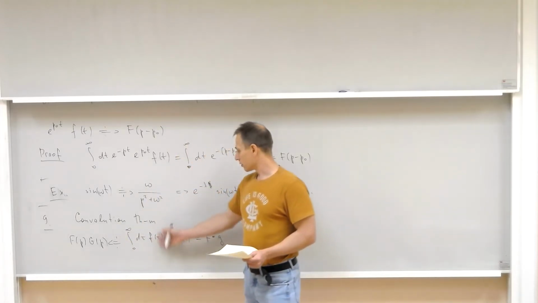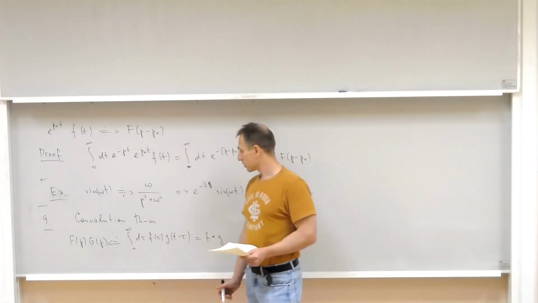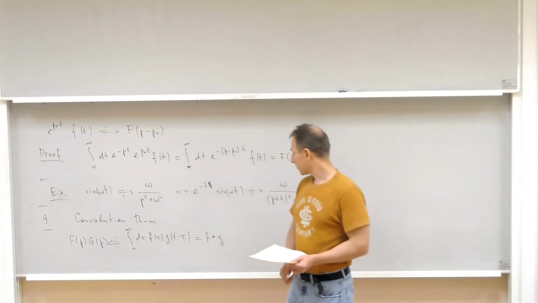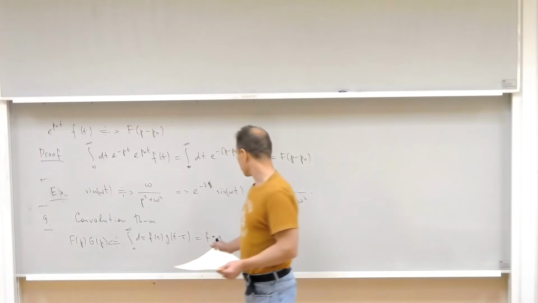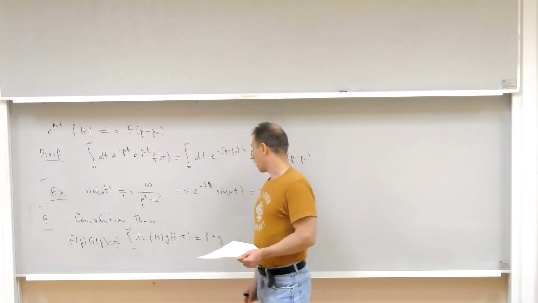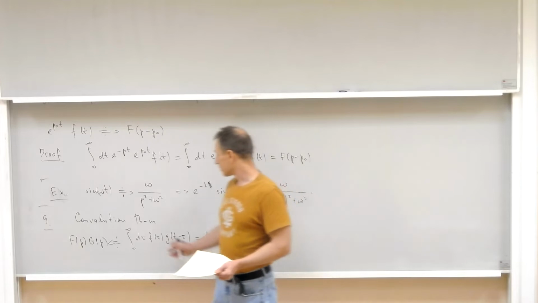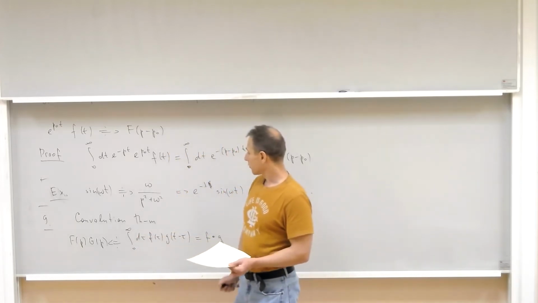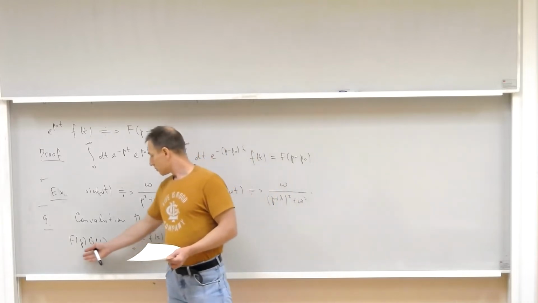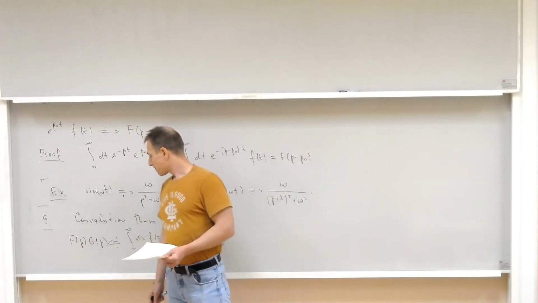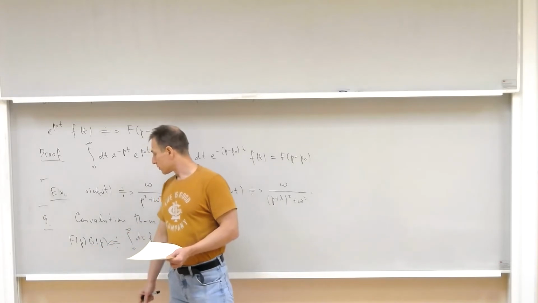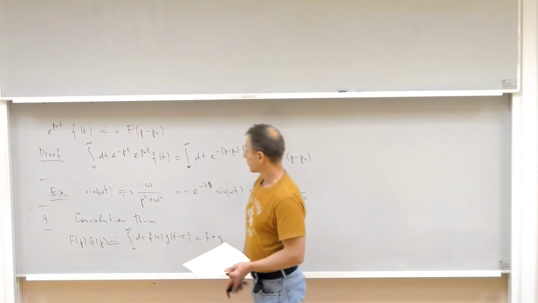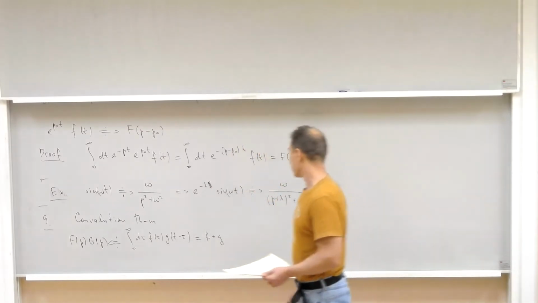I remind you that on the left hand side of this expression, the convolution of two functions is written, which we denoted with a star. And we see that according to this property, the Laplace transform of the convolution of two functions is equal to the simple product of two Laplace transforms of the functions f and g.